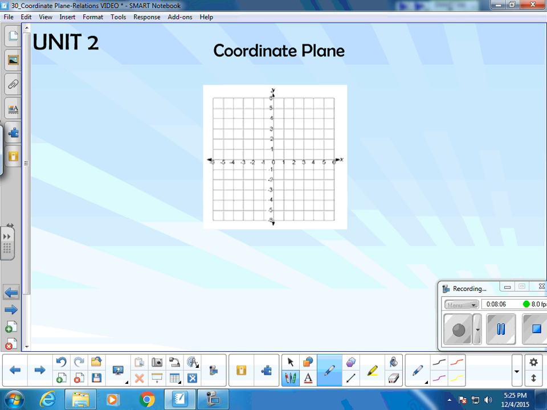So this is an example of a coordinate plane. Not all coordinate planes are numbered for you. But as you can see, it intersects at 0. That's my origin. To the right, the numbers get bigger. So this is like the number line we've just been using for graphing inequalities.